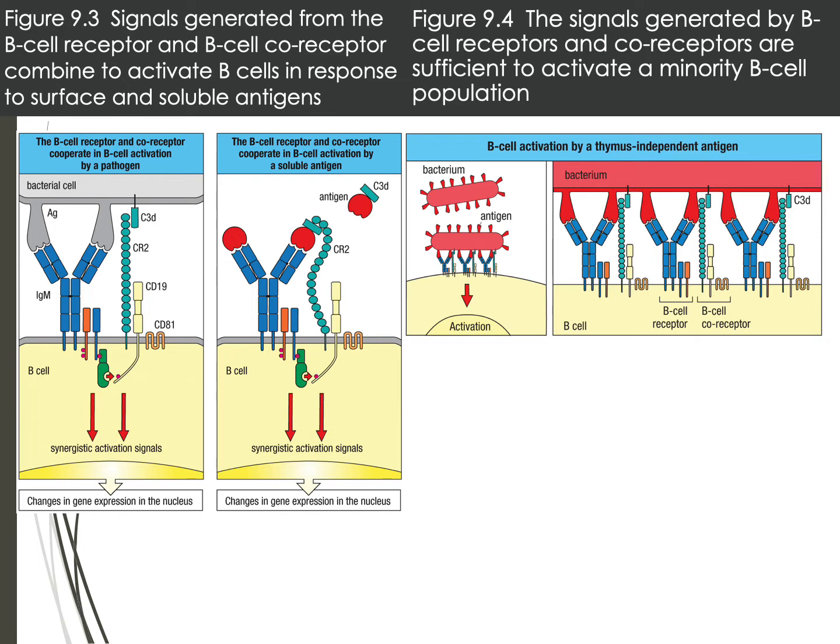So on the right hand side, this figure is just emphasizing that, keep in mind, this isn't the way that all B cells get activated. This is only for thymus independent activation. So this is antigen that has not been processed and presented to T cells. Okay. And this doesn't give you a strong response, but it gives you some response.